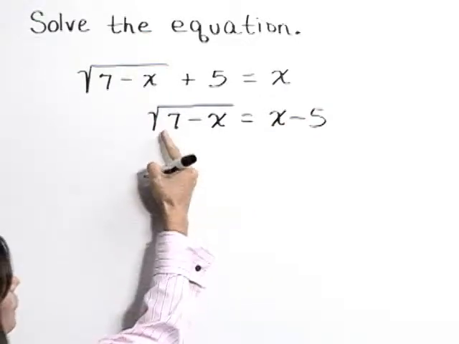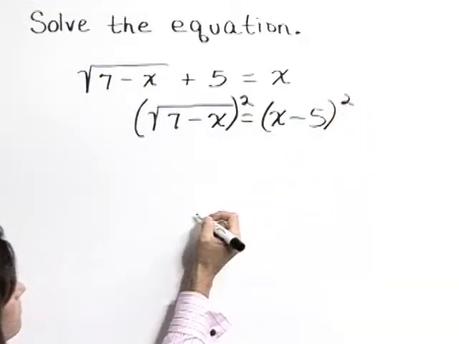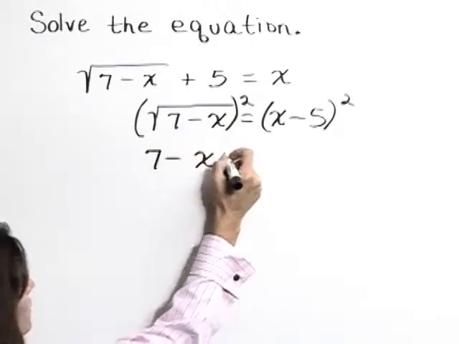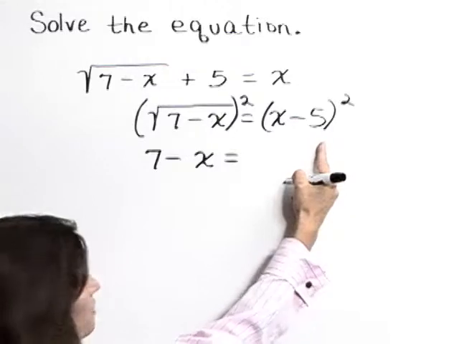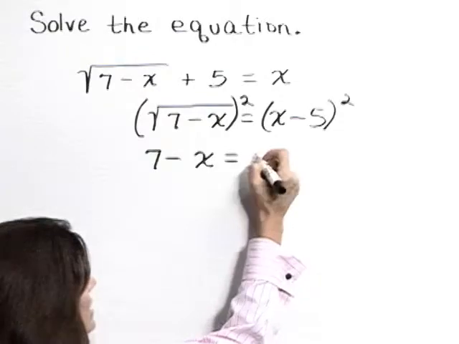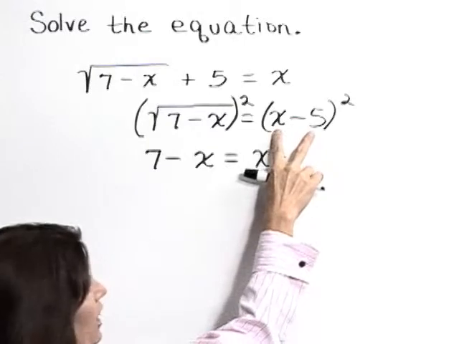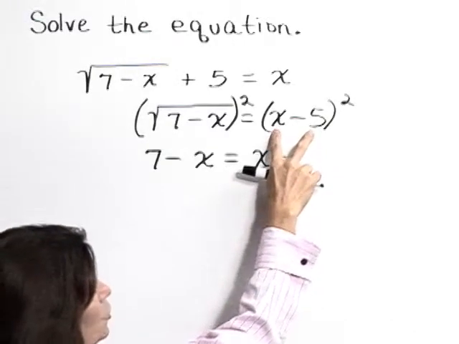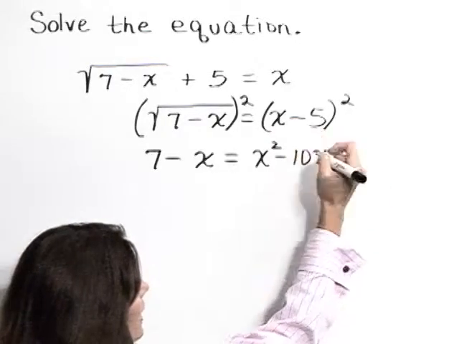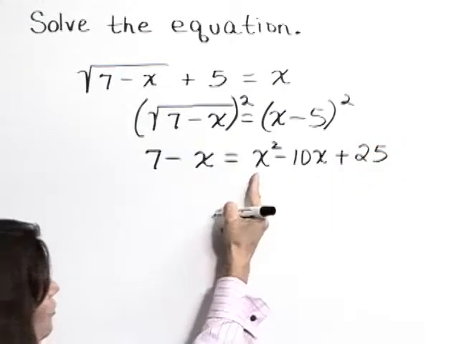Now, we'll eliminate this radical by squaring both sides of the equation. The square root of 7 minus x quantity squared is equal to 7 minus x. And as we square this binomial on the right, remember to FOIL things out. This is going to give x times x, or x squared, minus 2 times our inner and outer products. So that's minus 2 times 5x, or a minus 10x, and plus that last term squared. 5 squared is 25. Here we have a quadratic equation.